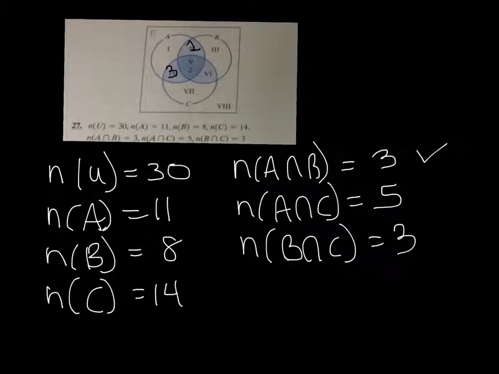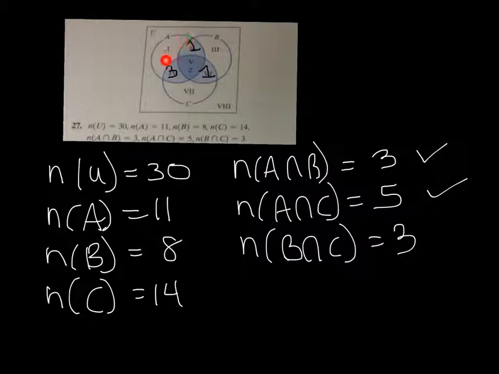Then finally, let's check the intersection of B and C, which is this region right here. Again, the total should be 3, so 3 minus that 2 is just 1. All we did was subtract our value minus 2, or 2 plus what is 3, so that's got to be 1. I'm going to write a 1 in there. So now we have our inner regions.